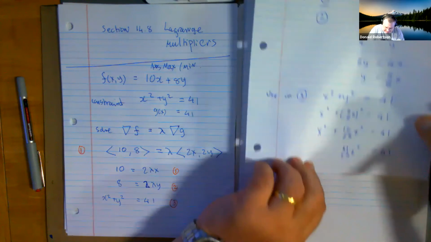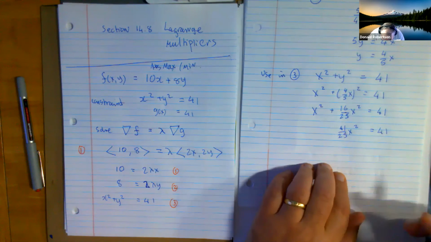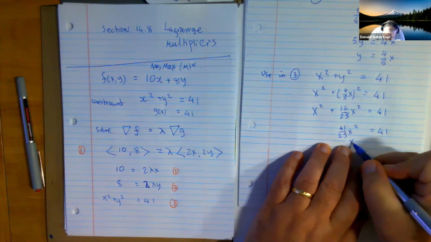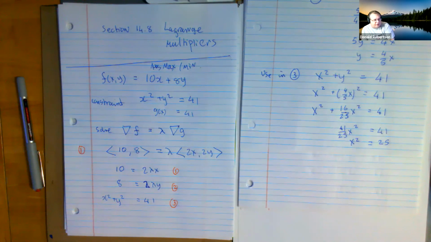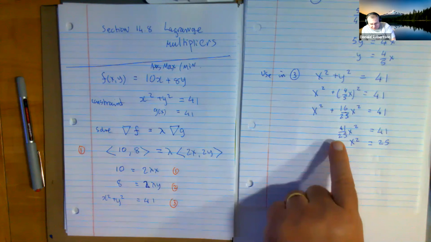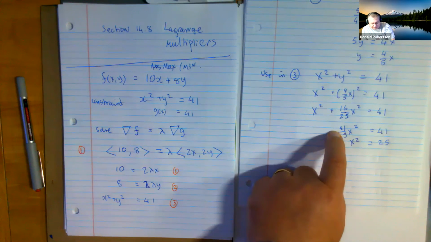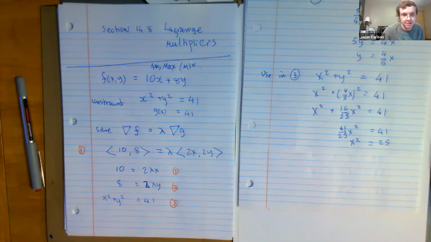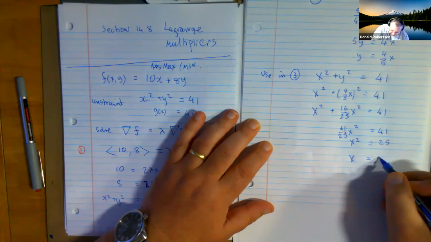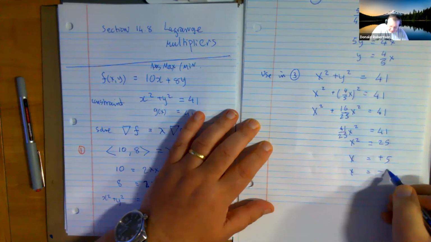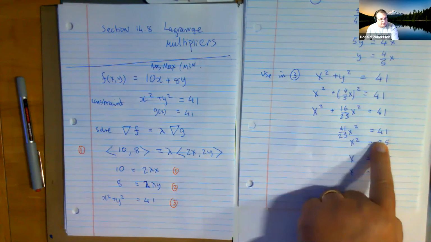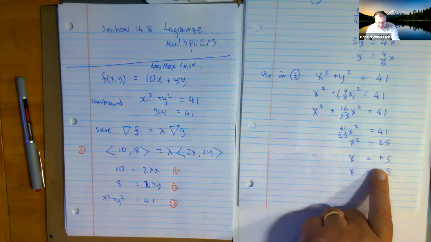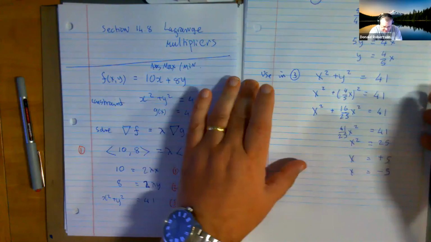Can you trust me that this fella ends up being 25? Or do you want to see a line or two where it eventually gets you 25? Can you imagine that you multiply both sides by 25 over 41 and you get 25? I can see it. Yep. Yeah, okay. Now that's great news, because doesn't that mean x could be plus 5 or x could be negative 5? Agreed? X squared is 25. That makes x plus or minus 5.